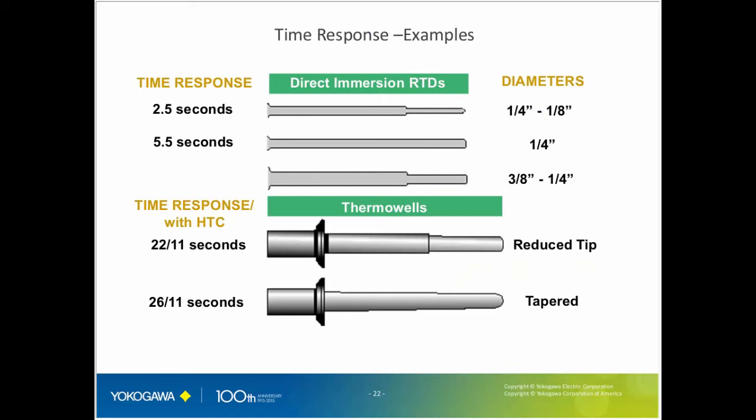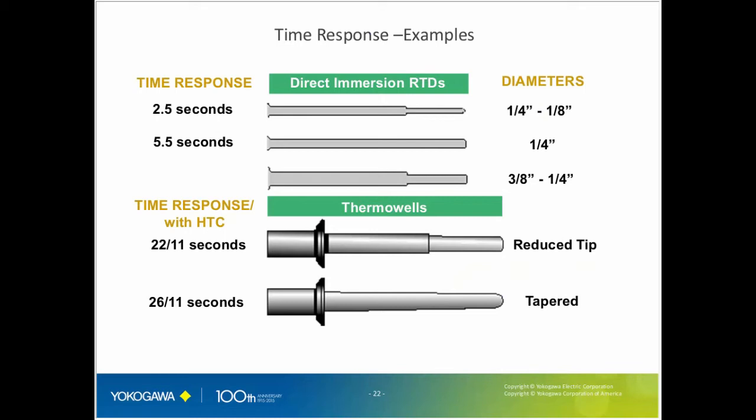Okay, another consideration with thermal wells is time response. Here are some examples of typical time response with sensors. A thermal well obviously is going to add response time. With a bare RTD, we're getting around the 5-second range depending on the diameter. With a thermal well, it goes up exponentially. You can see we get into the 20-second range. The way you can improve that is shown where there's time response and then a slash with HTC. HTC stands for heat transfer compound. It's a compound they put in between the sensor and the thermal well tip to improve that heat transfer and improve that response time. So always be sure you install heat transfer compound.